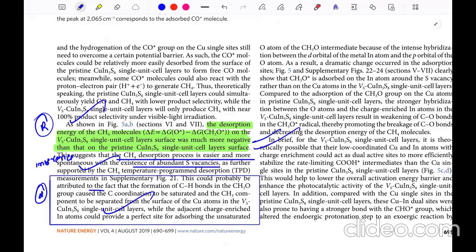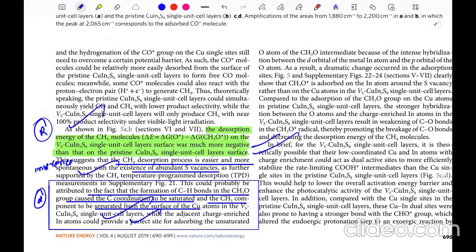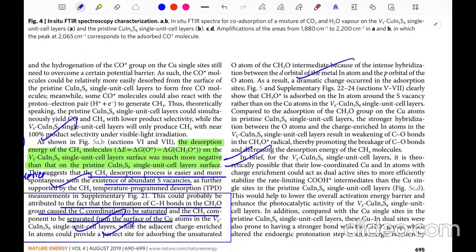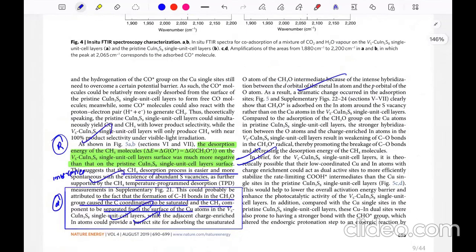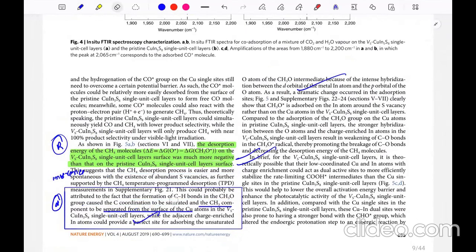So the reason behind that is the formation of CH bond in CH3O group causes the carbon coordination to be saturated and the CH3 component to be separated from the surface of copper atoms in the sulfur deficient single unit layer, while the adjacent charge-enriched sites provide a perfect site for absorbing the unsaturated atom for the intense hybridization, and like this it will be much more stable. So this we can understand again as the result of what we are concluding from that, and again this is kind of a discussion or the reason for that.